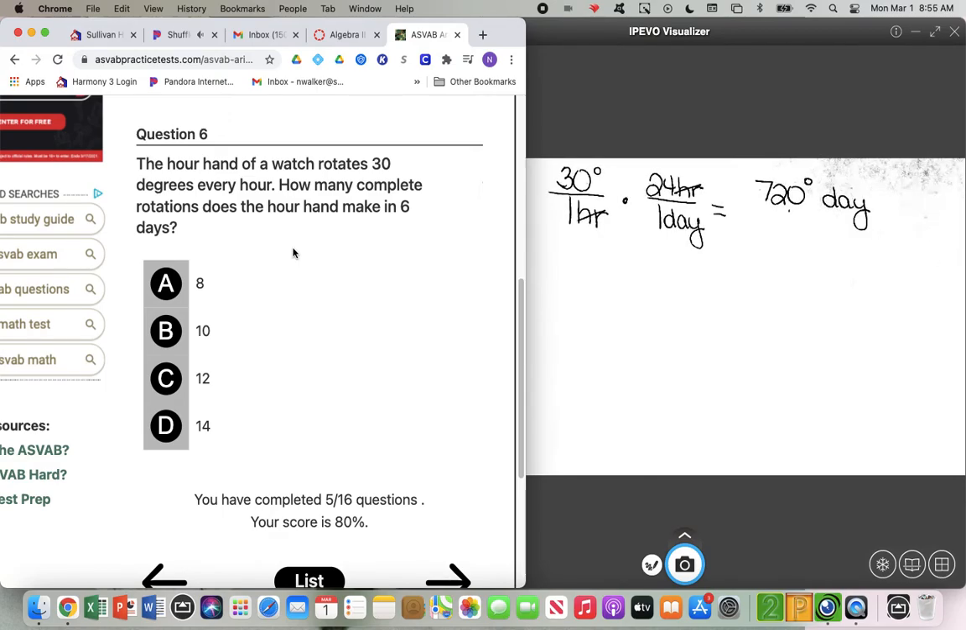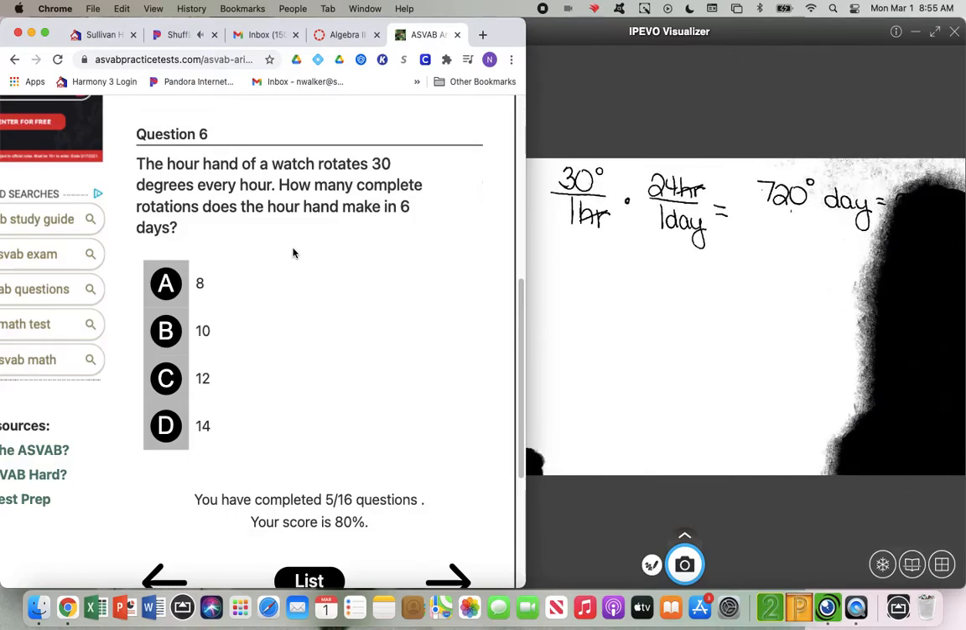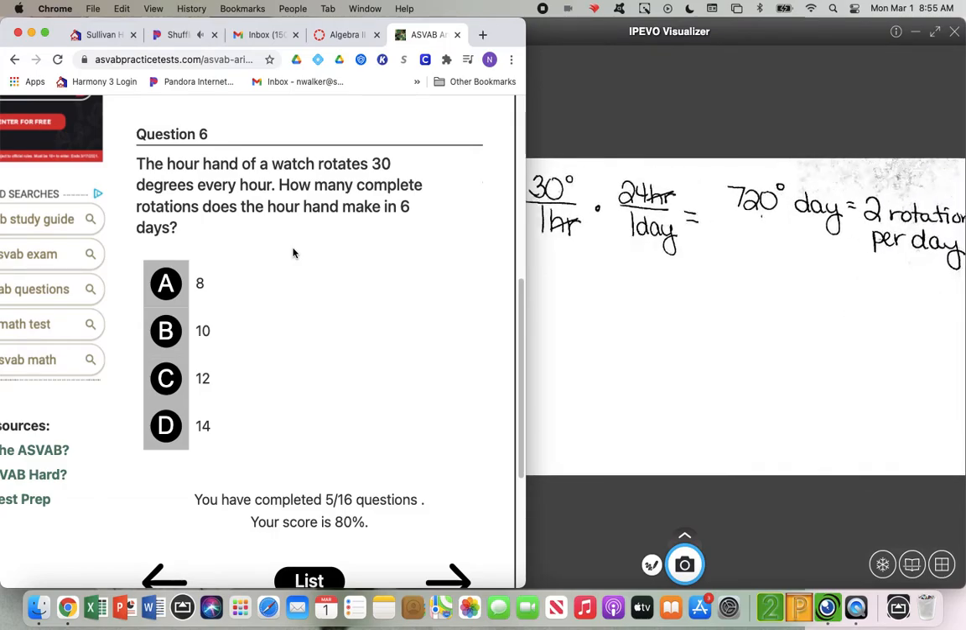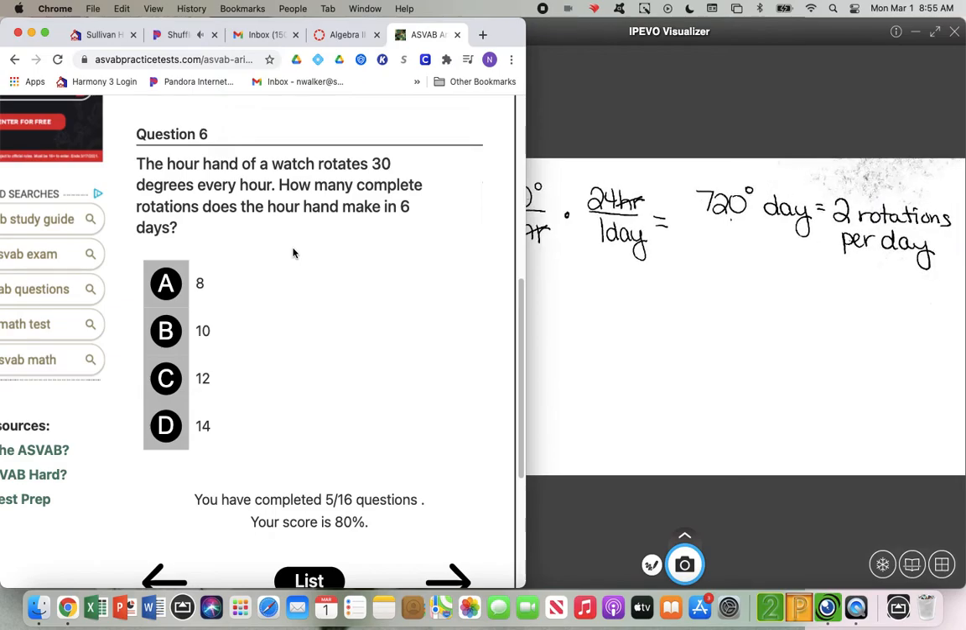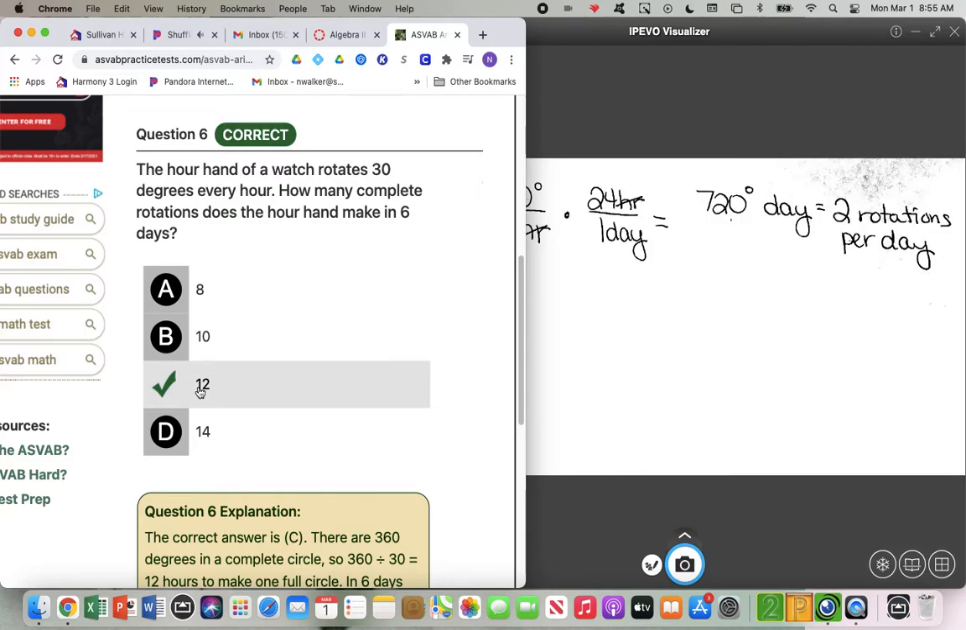How many rotations is that? What's a complete rotation, by the way? 360. So 360 is one rotation, so how many rotations is 720? Yeah, so this actually means 2 rotations per day. So then it wants to know how many rotations it makes in 6 days? 12. And does it make sense that the hour hand makes 2 rotations in a day? From midnight to noon it makes a rotation, and then the hour hand makes another rotation, an AM rotation and a PM rotation for a day.